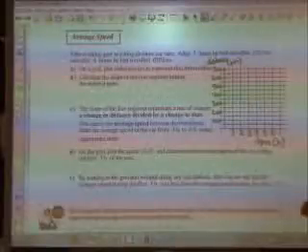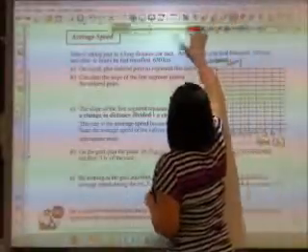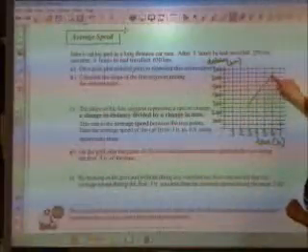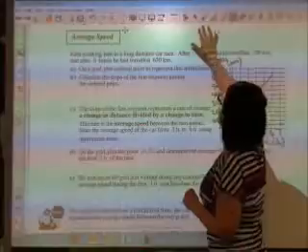Calculate the slope of the line segment joining these two ordered pairs. So that's joining these two points. I'm going to give you a moment. I want you to calculate the slope of that line.